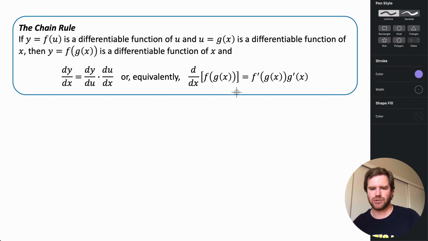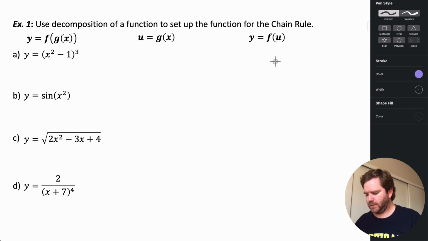Now, before we can actually get started using the chain rule, we want to first look at function decomposition. That's going to help us with doing the derivative in this method, but also it's going to help us differentiate between what's the inside function and the outside function. So we want to use function decomposition to set up the function for the chain rule.